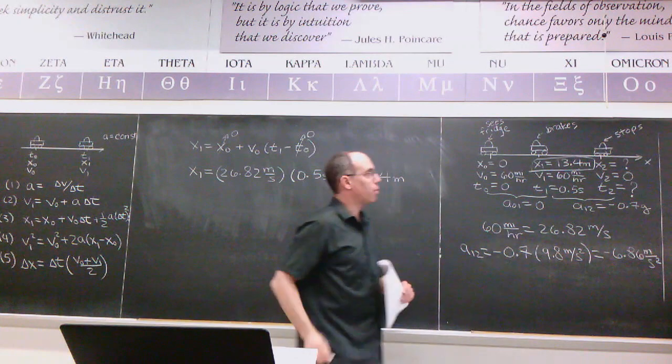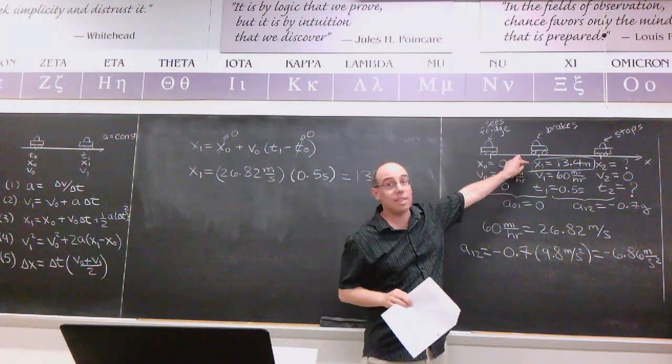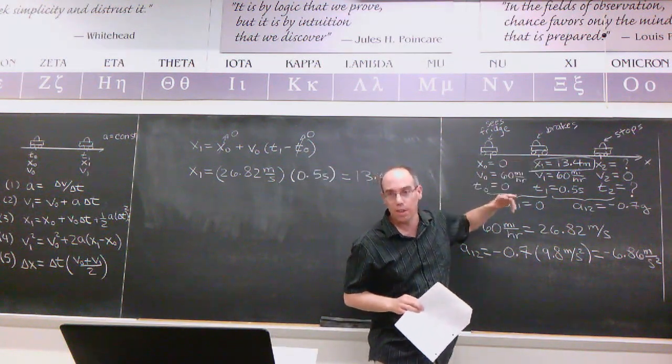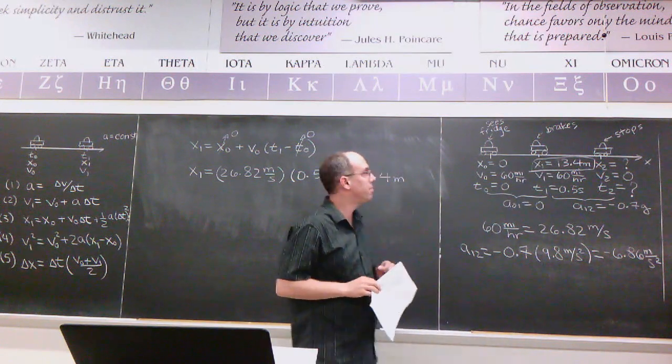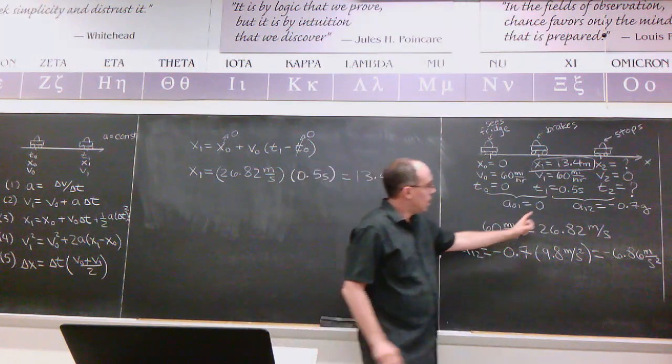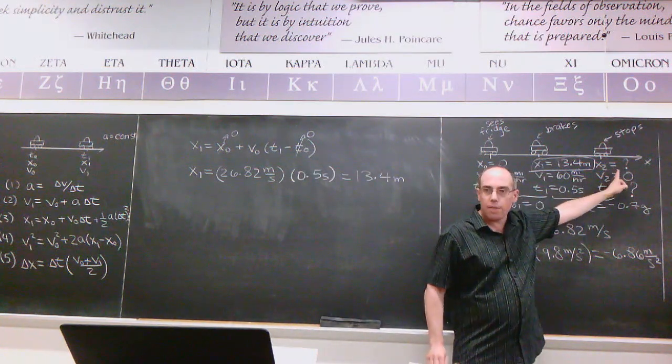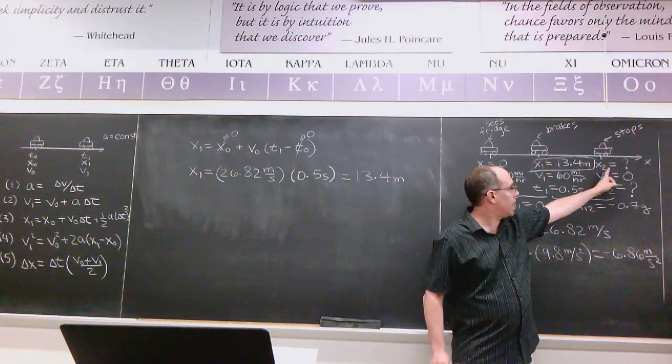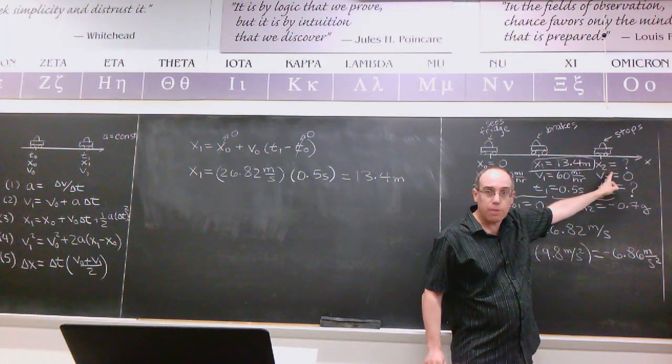X1 equals 13.4 meters, and I'm boxing that because that's something we figured out as an intermediate step. Okay, so to wrap this up, we just have to figure out x2, right? That's the total distance the car traveled before you stopped.